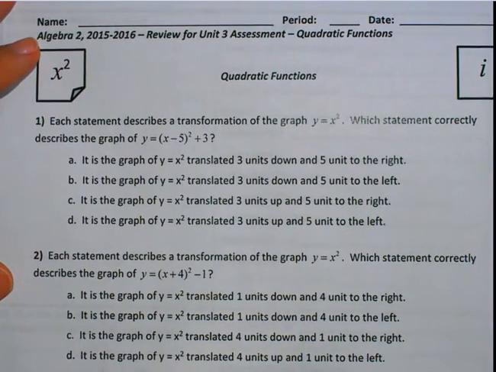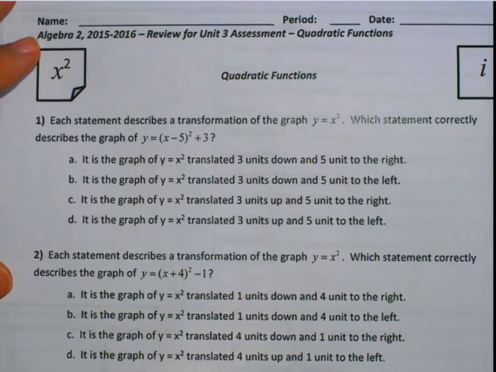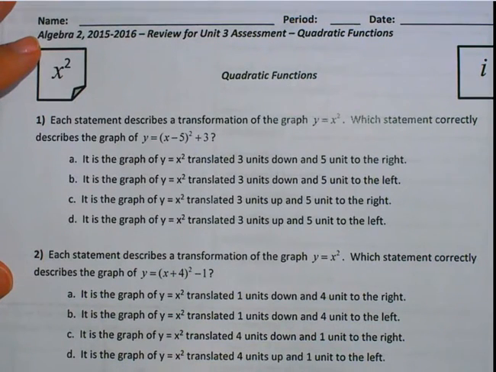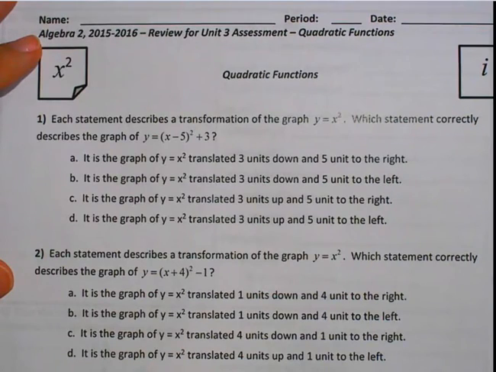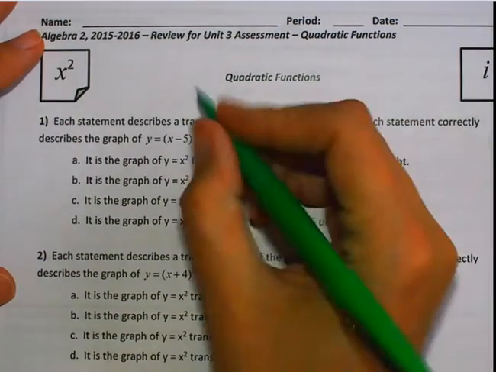The first question says, each statement describes a transformation of the graph y equals x squared. Which statement correctly describes the graph of y equals (x minus 5) quantity squared plus 3? So this all relates back to transformations.